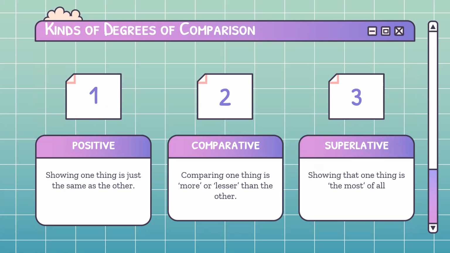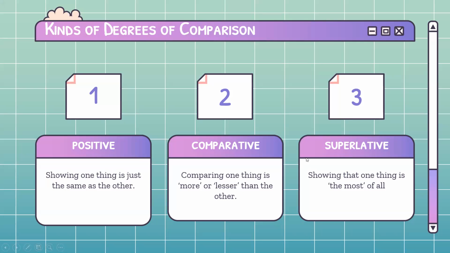So for example, wait, where's my pencil case? Ah, this one. For example, this one, I have two pencils. Both of them are just the same in height. Okay, so that's positive degree. There is no difference between the two objects you are trying to compare.